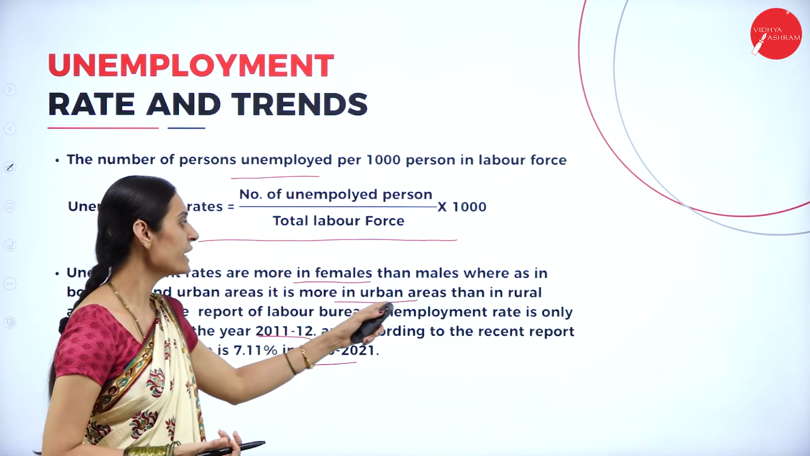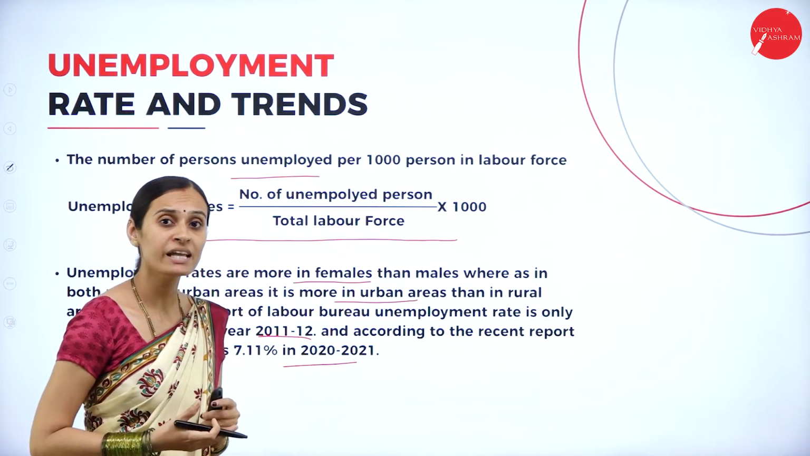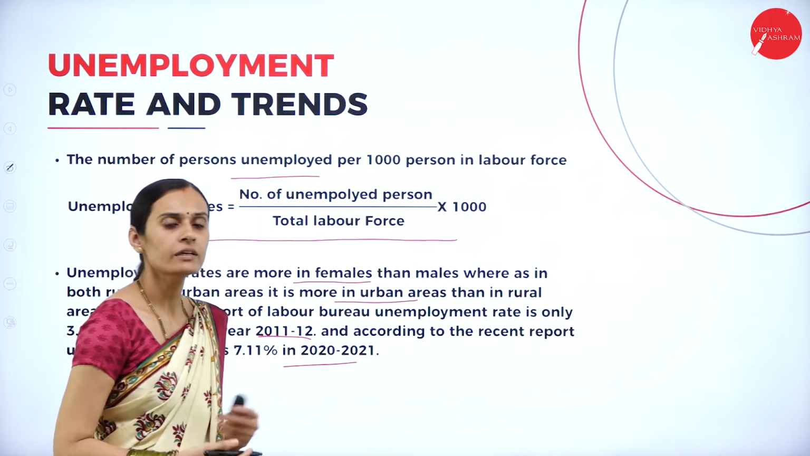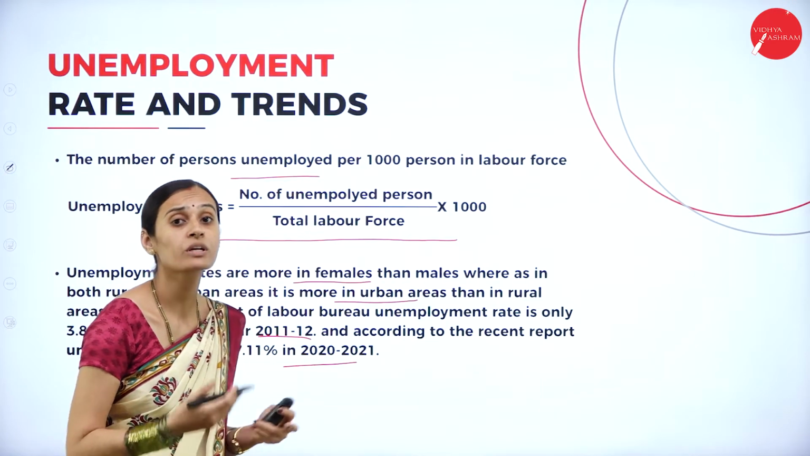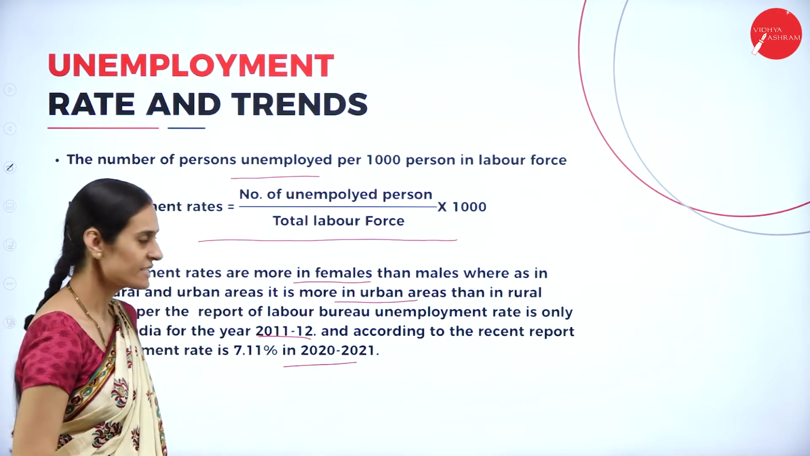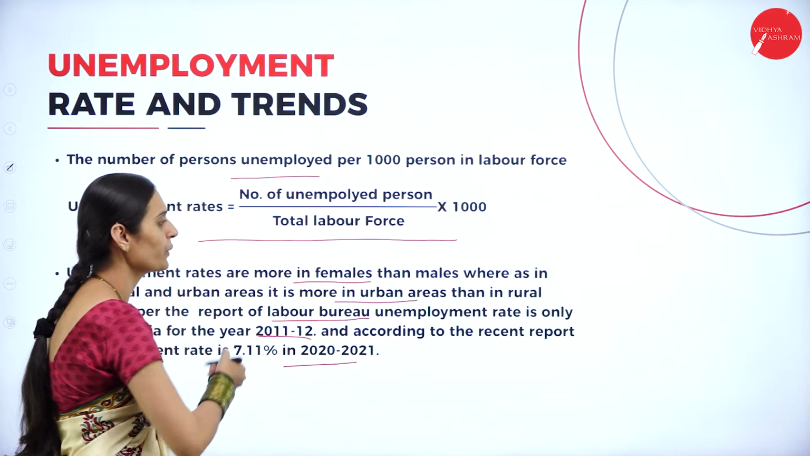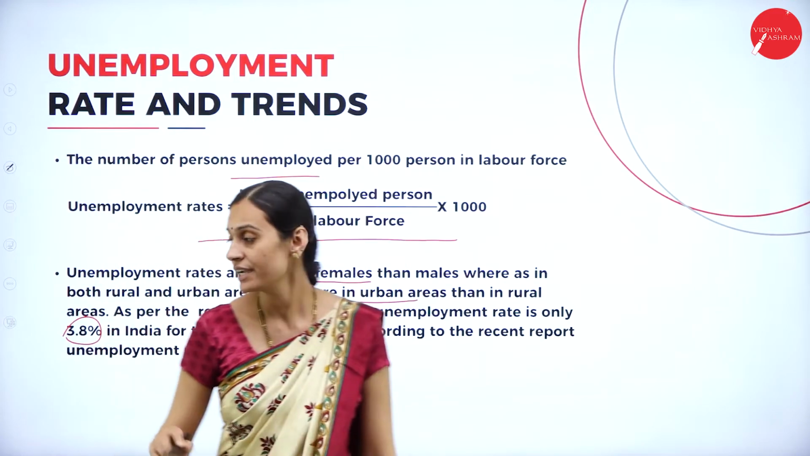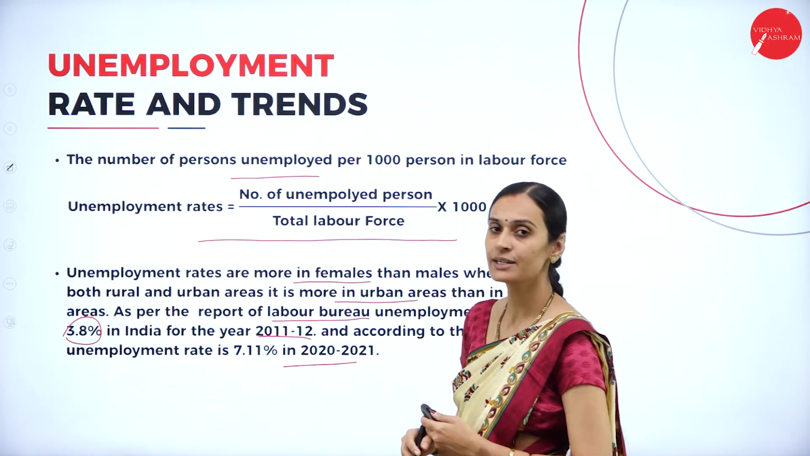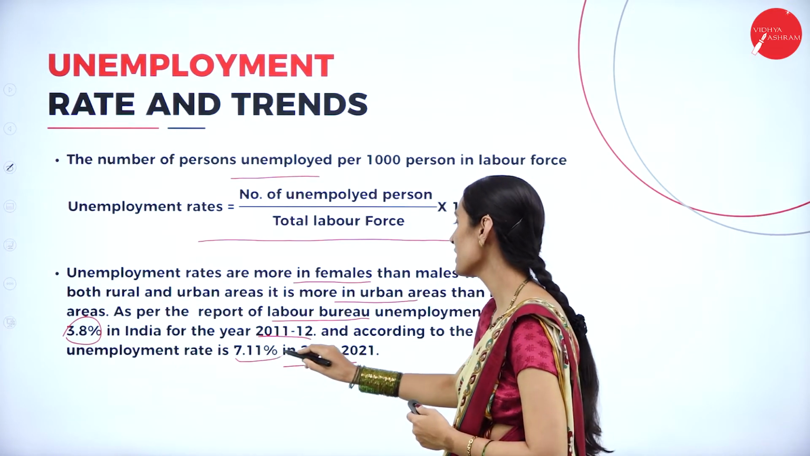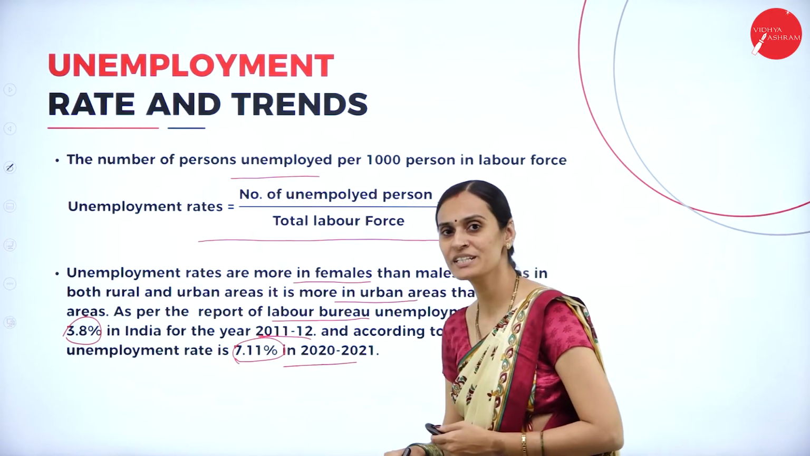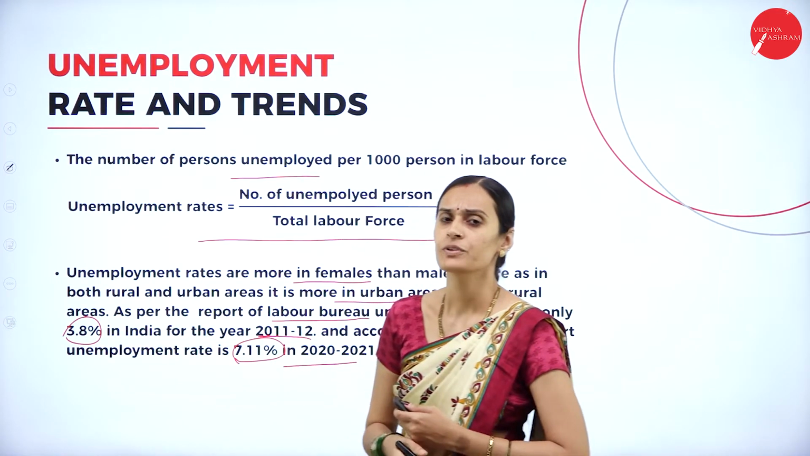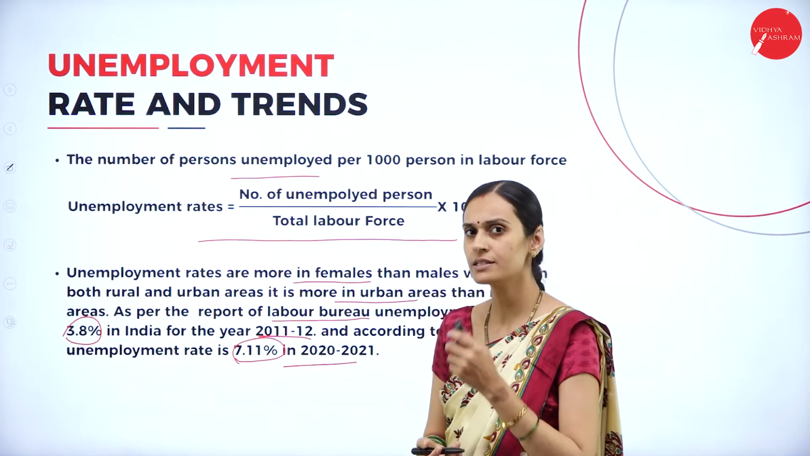And in urban areas, what is the reason? In the rural area, agriculture provides employment opportunities, but income is very less. But in the urban area, the unemployment rate is higher compared to rural areas. See here, the Labour Bureau unemployment rate is 3.8% in 2011-12 and 7.11% in 2020-21. Here 3.8% in India in 2011-12, it is declining.